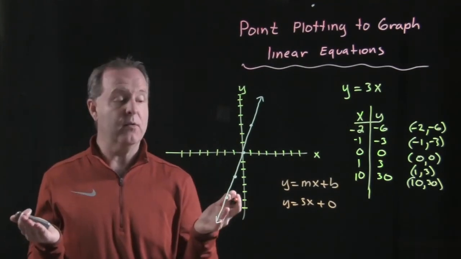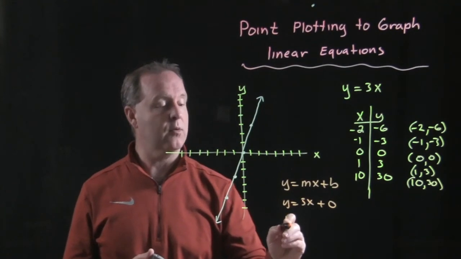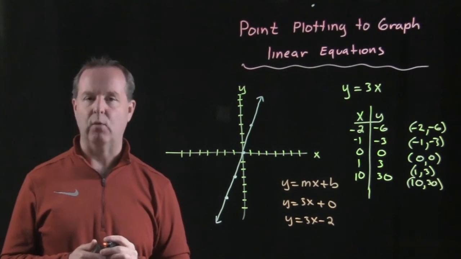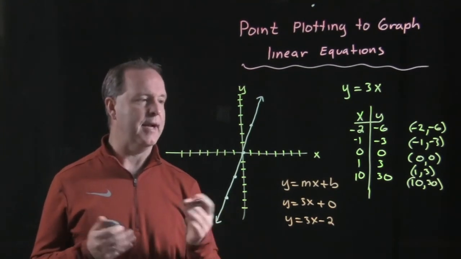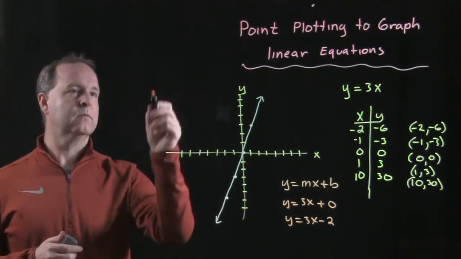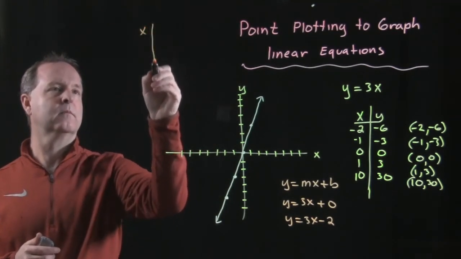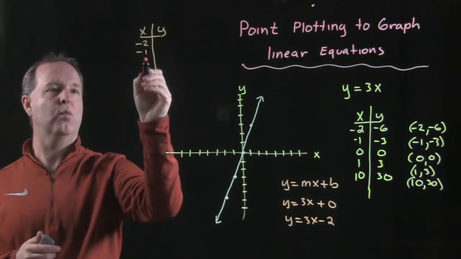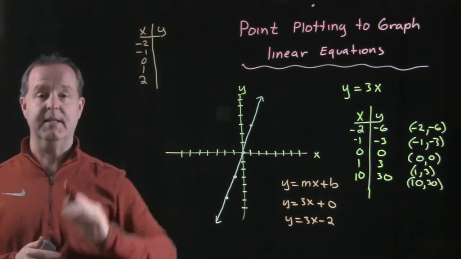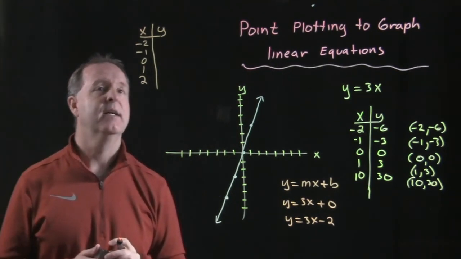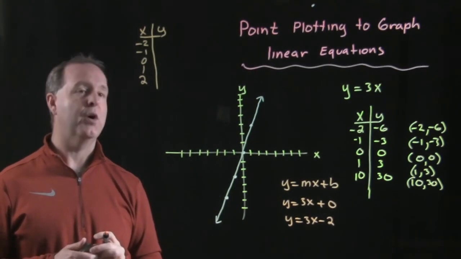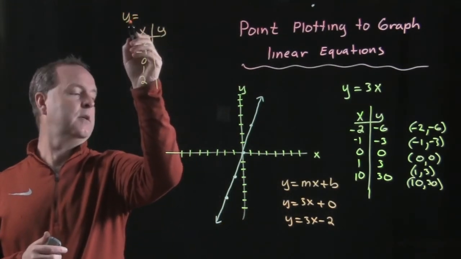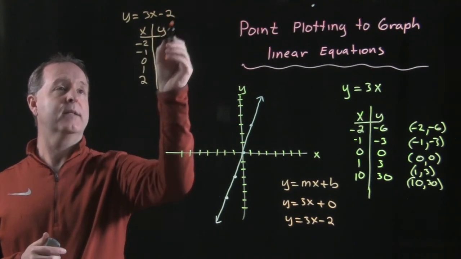So let's give a b value, and let's look at something like maybe y equals 3x minus 2. How would that graph look? All right, let's begin with an xy table. Again, let's choose 5 values: -2, -1, 0, 1, and 2. I'm going to stay away from 10 on this one just because it got a little large there. So the equation I'm doing was y equals 3x minus 2.